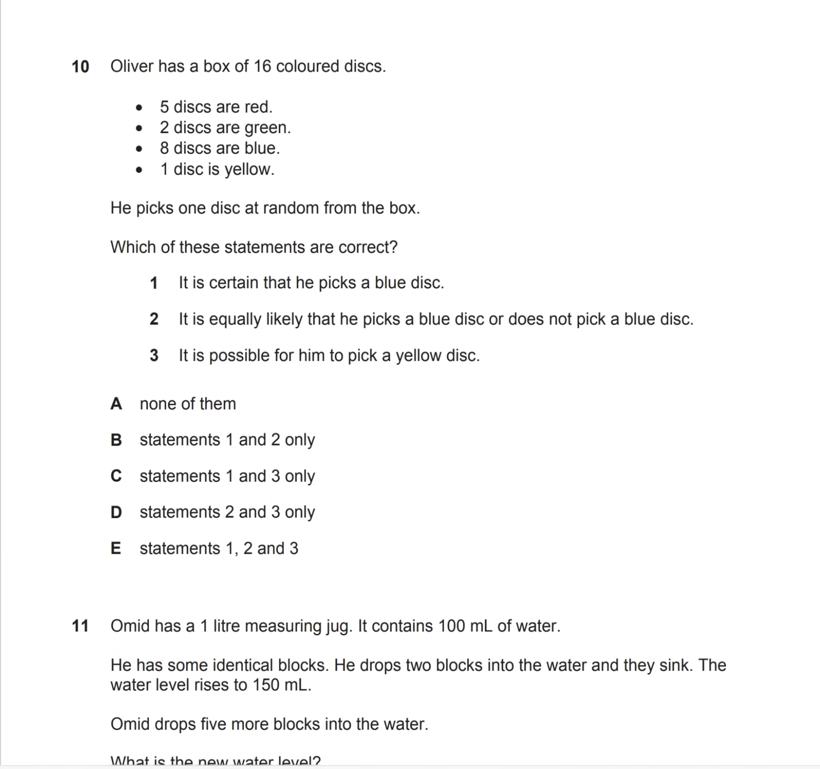10. Oliver has a box of 16 colored discs. 5 discs are red, 2 are green, 8 are blue, and 1 is yellow. So I'm just using our letters to represent. He picks 1 disc at random from the box. Which of the following statements are correct? 1: It is certain that he picks a blue disc.